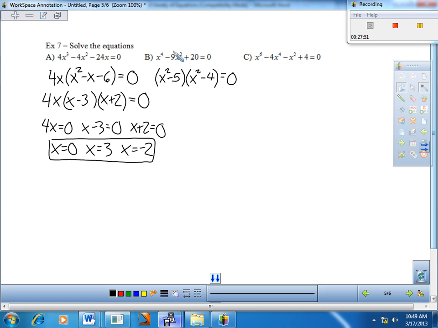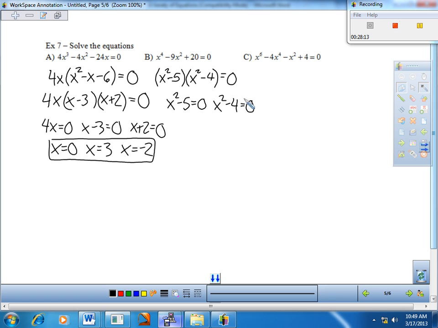Now, by the way, I do know x squared minus 4 breaks down further. You can do x plus 2, x minus 2. I mean, you can do that if you want. I think we can get away with it without doing that, and I'm going to try that here, if that's all right with you.